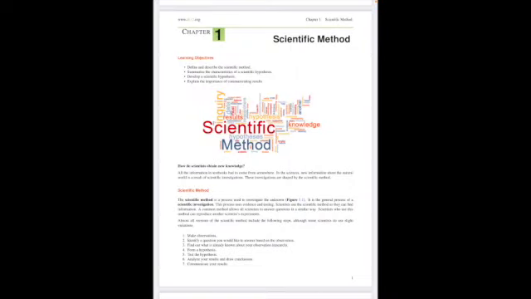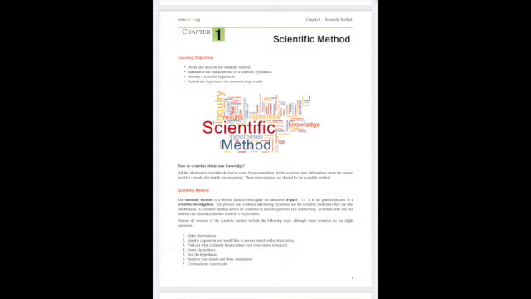Okay, chapter 1. Learning objectives. Define and describe the scientific method. Summarize the characteristics of the scientific hypothesis. Develop a scientific hypothesis. Explain the importance of communicating results.